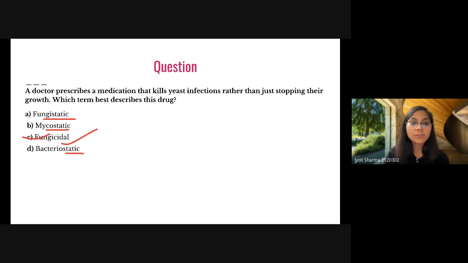Okay, coming to the next question. A sterilization process has a D value of 5 minutes. What does it mean? So we have some terminology of this D value, and the options are: the process kills all microbes in 5 minutes; the process reduces microbial count by 90% every 5 minutes; the process prevents further microbial growth but does not kill microbes; the process eliminates bacterial spores in 5 minutes.